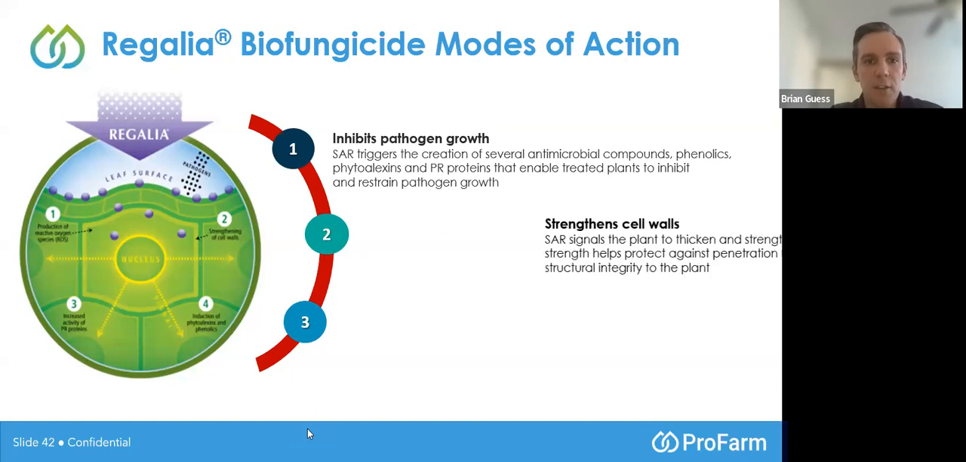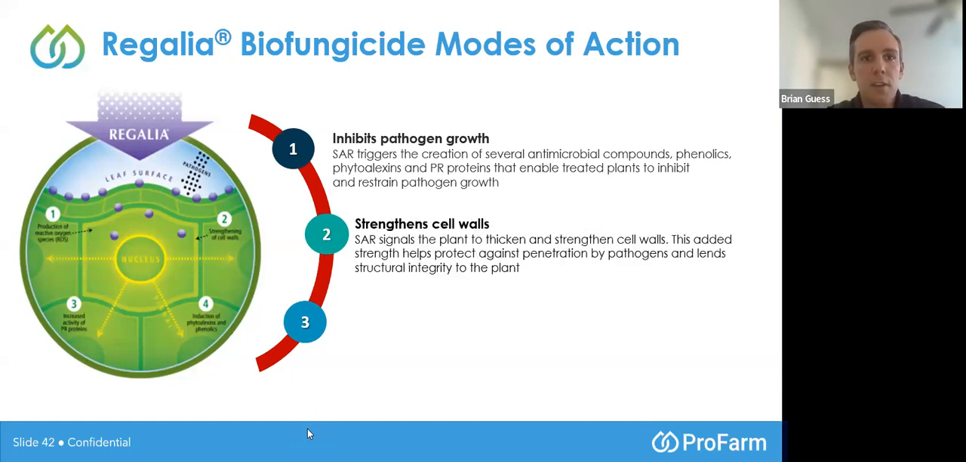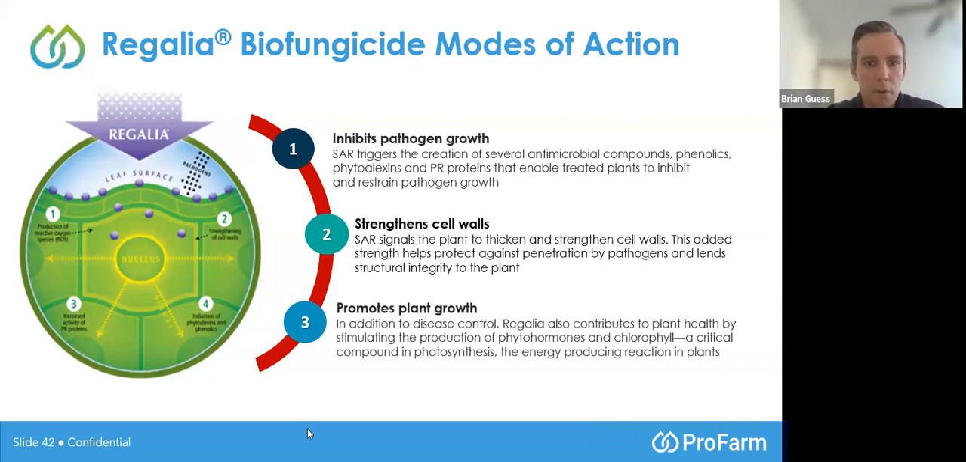The second mode of action is strengthening the cell walls through lignification. The lignin inhibits the pathogen from penetrating into the cell of the plant. And then our third mode of action is it promotes plant growth. We see an increase in chlorophyll the day after Regalia is applied to the plant. And this increase in chlorophyll creates a stronger, healthier plant, which will result in higher and better yields of that treated crop.